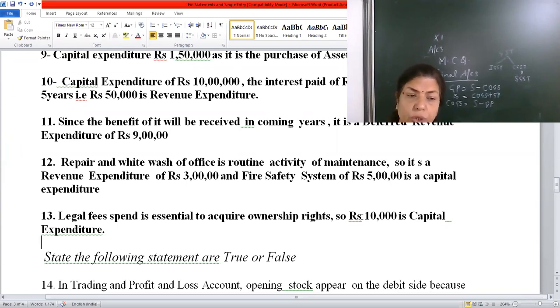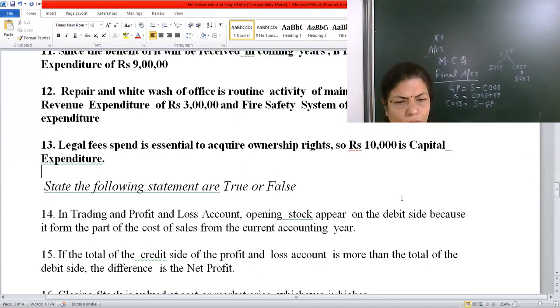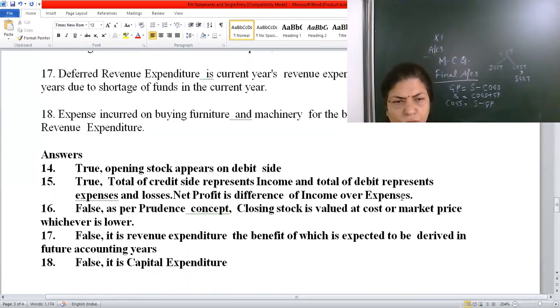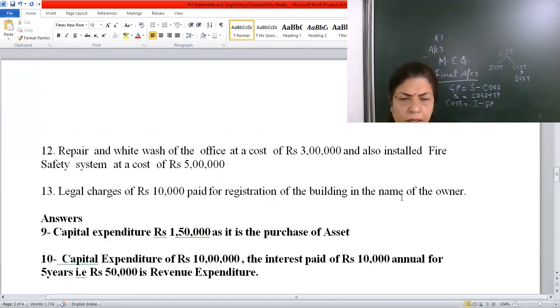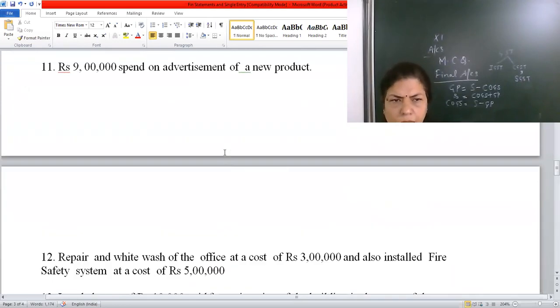Those things which we show in the balance sheet will be capital expenditure. And those things which we show in trading account and profit and loss account and helpful in calculating gross profit, gross loss, net profit, net loss, these all are treated as revenue. Clear? Got it?